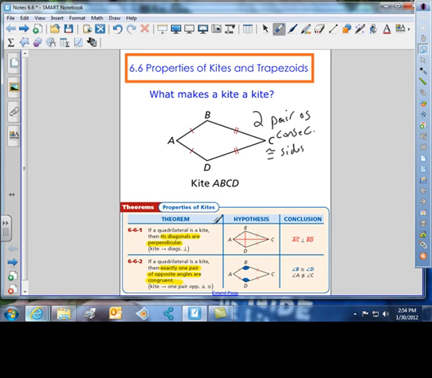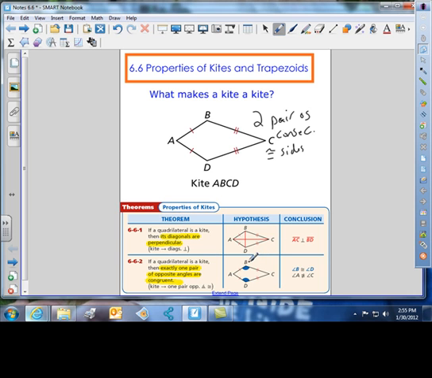Now, we've got some properties of kites. Obviously, we always have properties for all these things. So if a quadrilateral is a kite, then its diagonals are perpendicular. So the diagonals of a kite are perpendicular. If a quadrilateral is a kite, then exactly one pair of opposite angles are congruent. That's the second one here.